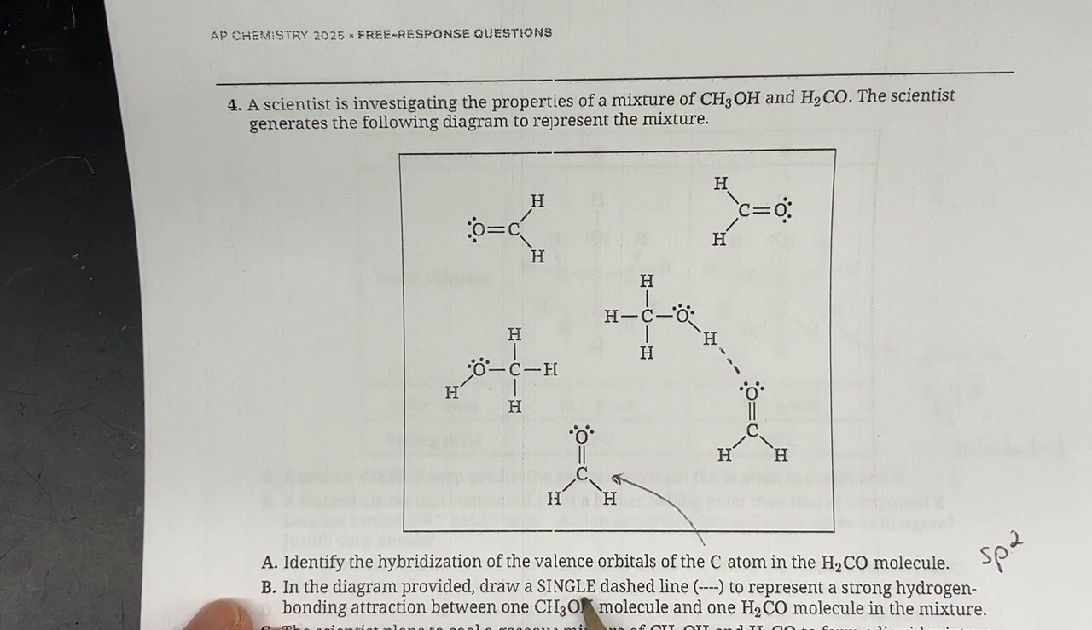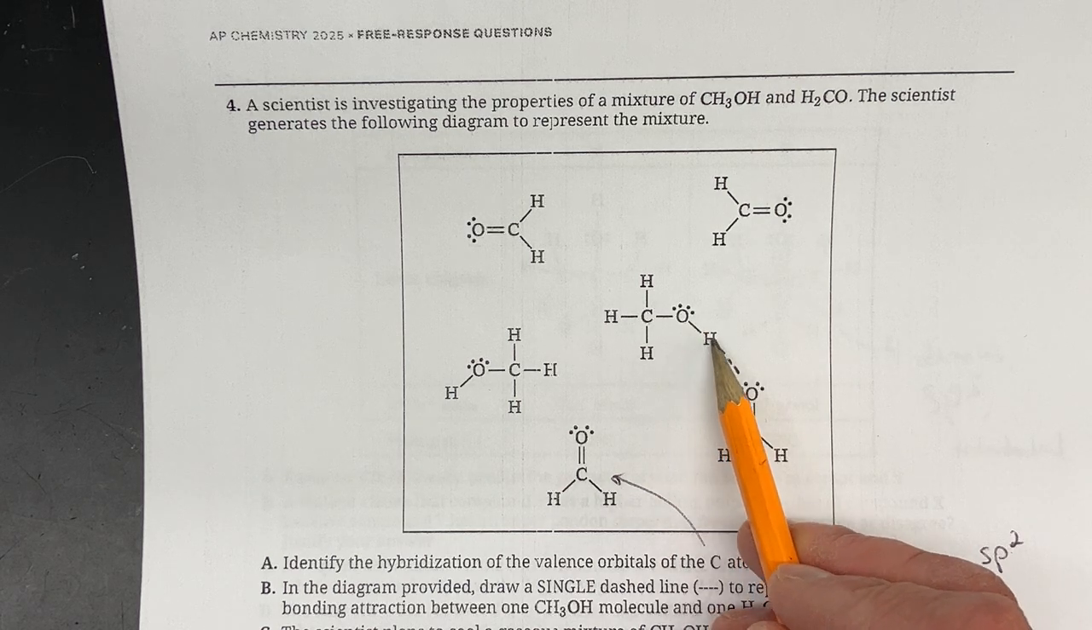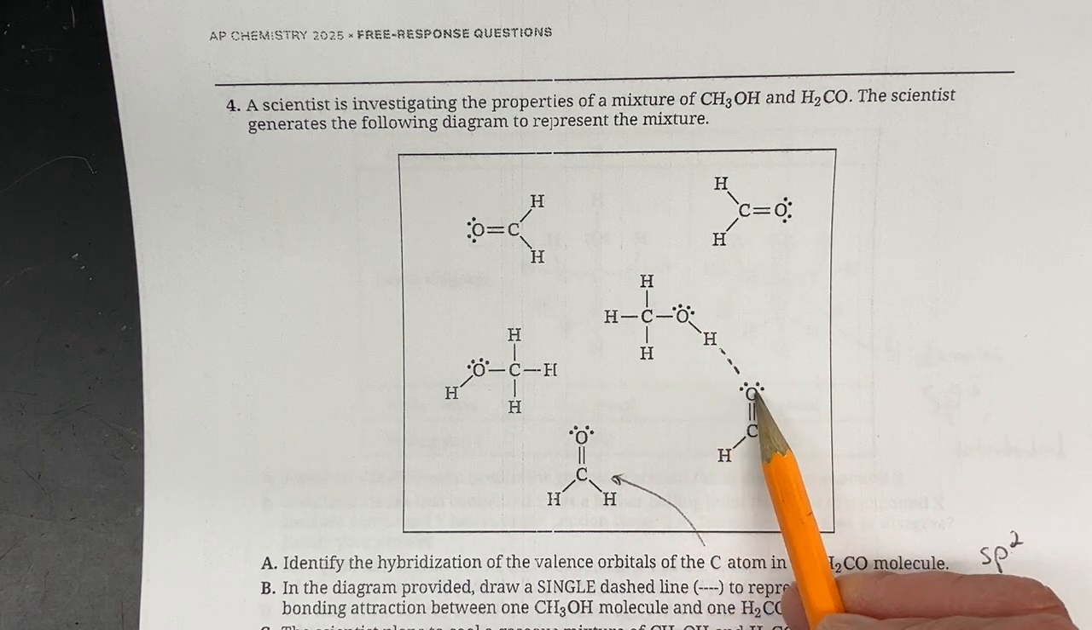Diagram: draw a single dashed line to represent a strong hydrogen bonding attraction between methanol and the formaldehyde, and the best one I can find is this one right here. The H in the OH is going to be attracted to the lone pair on this O, so bam, right there.